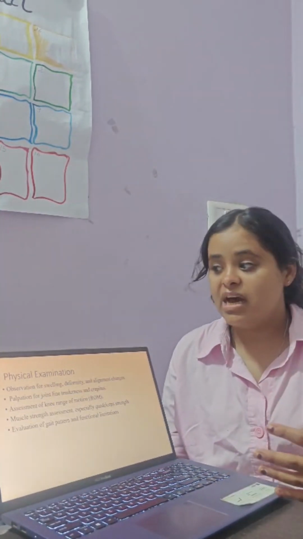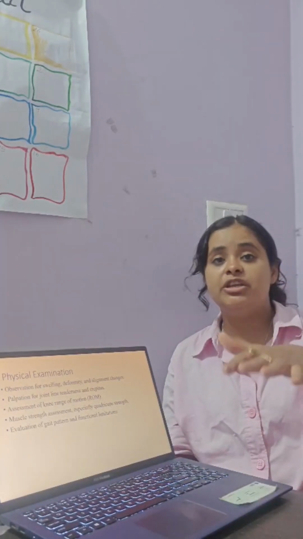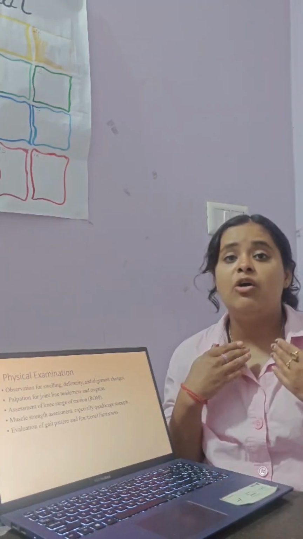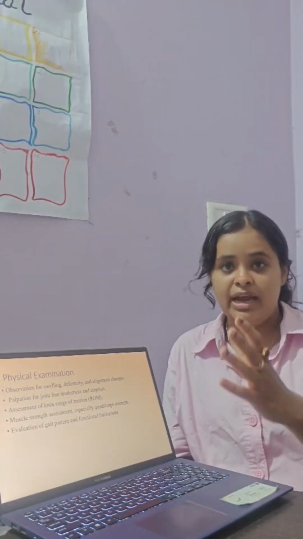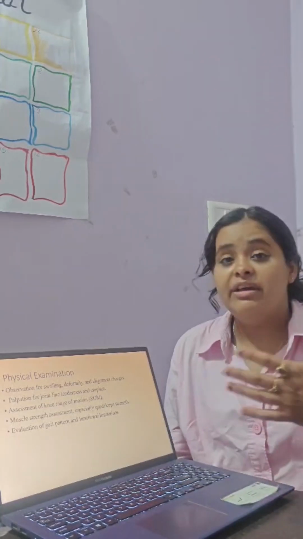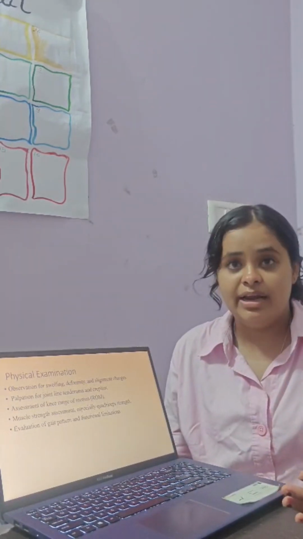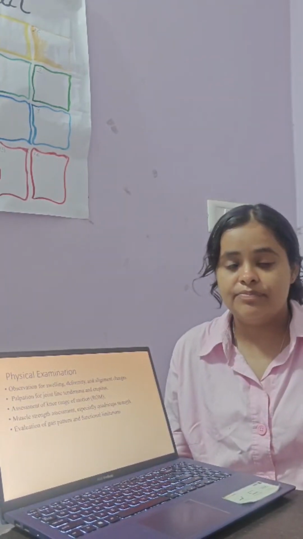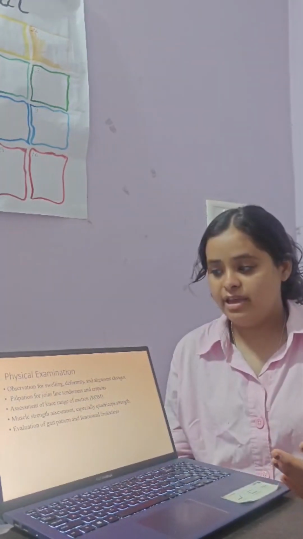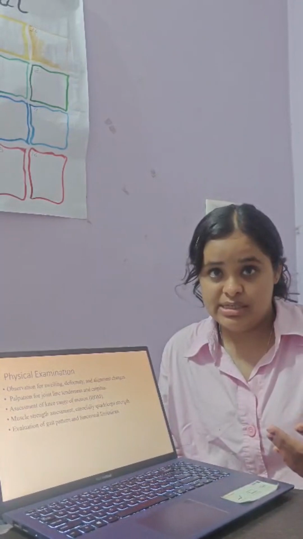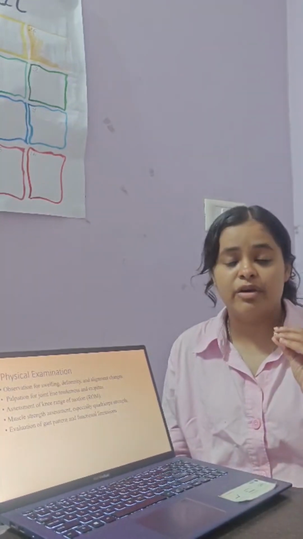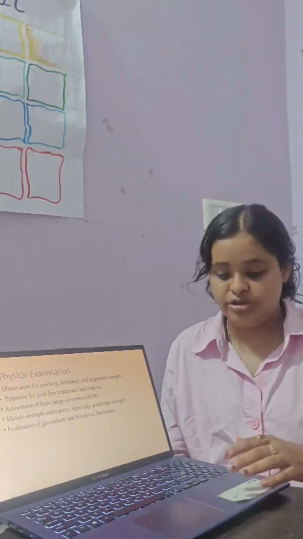In the physical examination, you have to observe the patient from the moment they come to you. From the door, you have to observe how they are walking. If they enter your clinic, you have to observe the posture. Then the deformity, palpate the joint line, tenderness, crepitus, and assessment of the knee range of motion. You can use a goniometer for that. Muscle strength you can assess by MMT. Evaluation of the gait pattern is very important in this kind of condition.